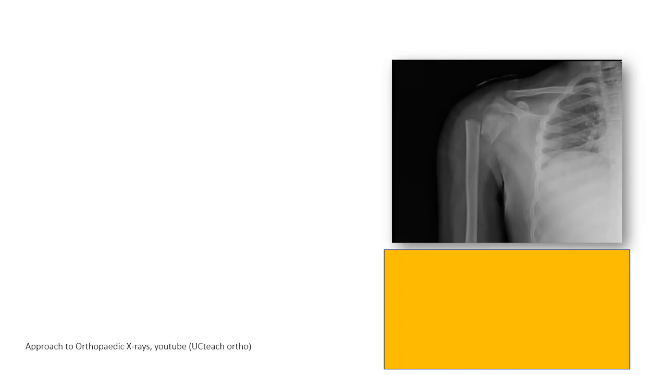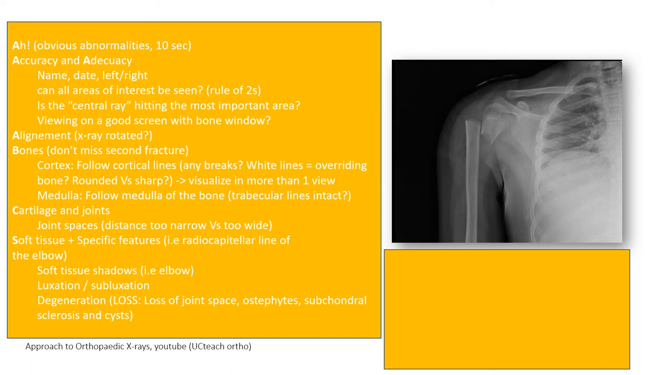So let's do an example here. Here we have a fracture of the proximal humerus, it seems. So let's go through how we describe the radiology. Okay, accuracy: we don't have a name, we don't have a date. We know it's probably the right side, but there's no marking of it, but it seems like it's the right side. Does the central ray go through the important area? Yes, it does. Are we viewing on a good screen? No, we're viewing on a PowerPoint here. We could make this better and zoom in and so on. Is the alignment good? Well, it seems like the alignment is good. It doesn't seem rotated on the vertebrae.